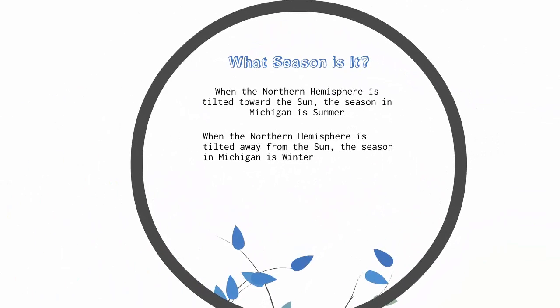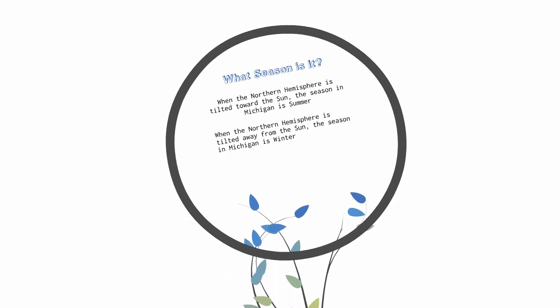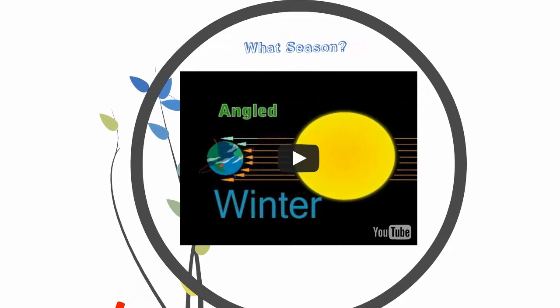So what season is it? When the northern hemisphere, and our Earth is divided into two hemispheres, you got the top part is the northern hemisphere. So when the northern hemisphere is tilted toward the sun, like I was just showing you there, that is summertime in Michigan. When the northern hemisphere is tilted away from the sun, the season would be winter in Michigan. And that makes sense because when you're tilted in towards it, you're getting more rays of sunlight, and when you're tilted away from it, you don't get as much. So this will help you see it a little bit more and help you understand how the sun's rays hit the Earth and give us different seasons.